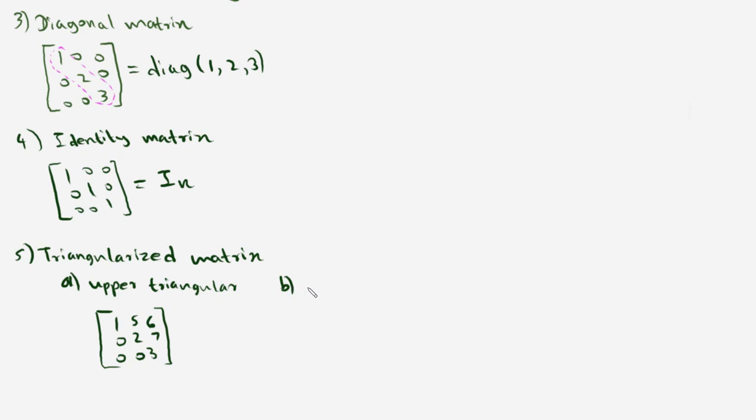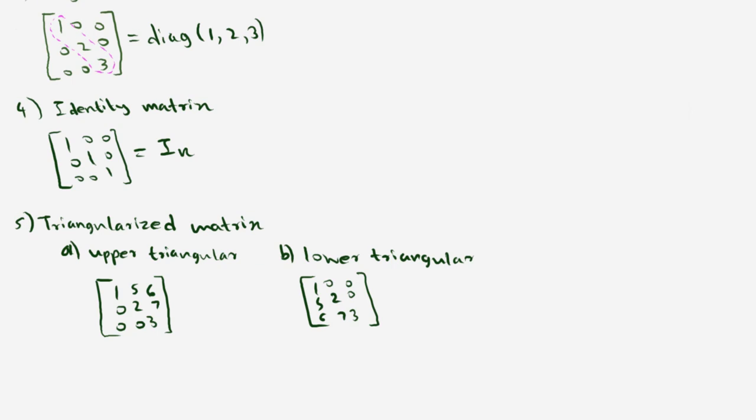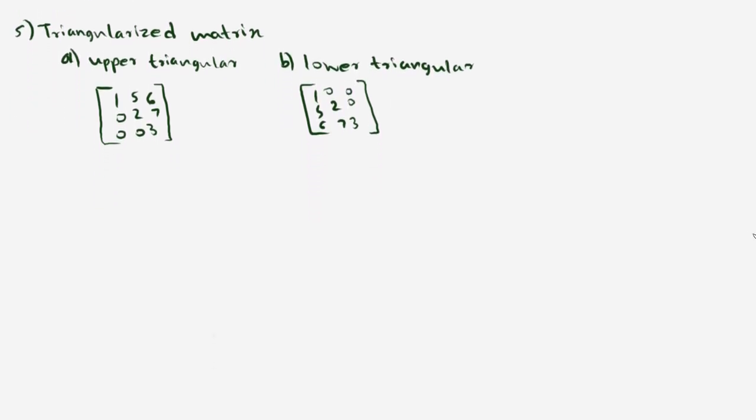So the second one is, you can guess, lower triangular. It is the exact opposite thing. 5, 6, 7 and 0, 0, 0. All the elements that are non-zero exist on the down side of the diagonal, and the upper side is basically 0. So such a matrix is lower triangularized matrix. So that's the fifth type.